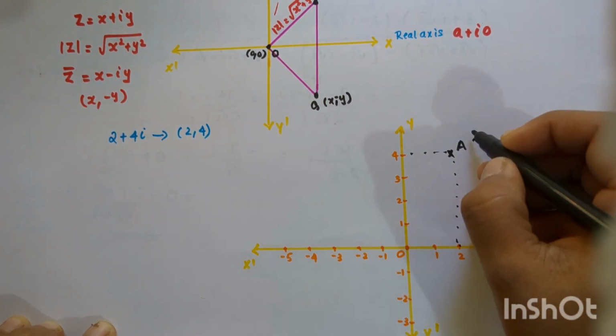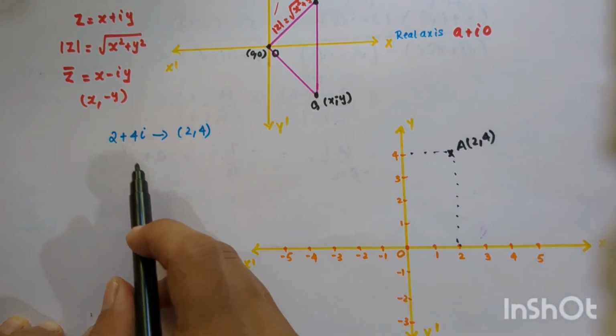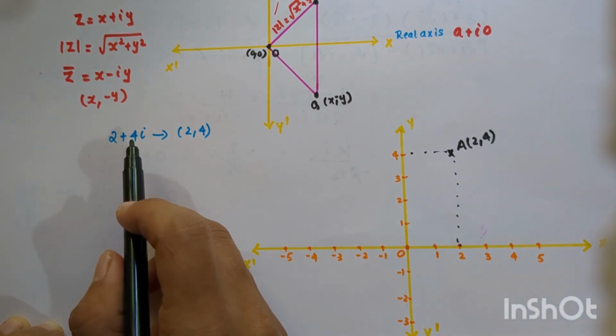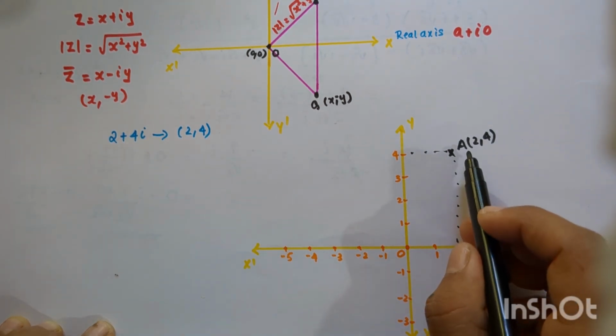I am representing that point as A. So this A is actually 2, 4. That is the complex number 2 plus 4i that corresponds to the ordered pair 2, 4. It is represented geometrically by this point A.